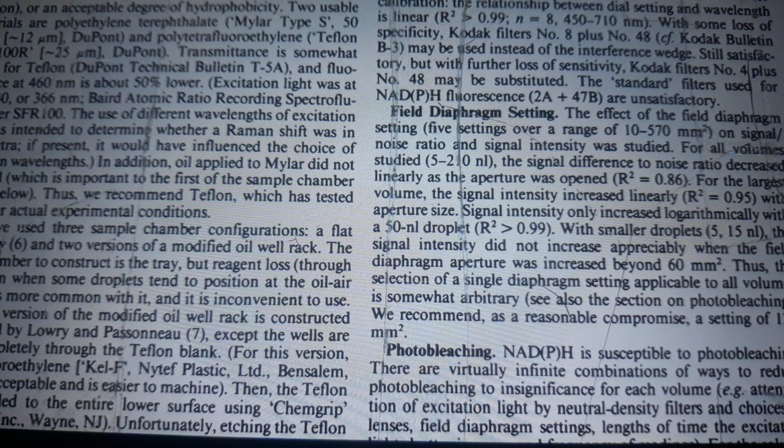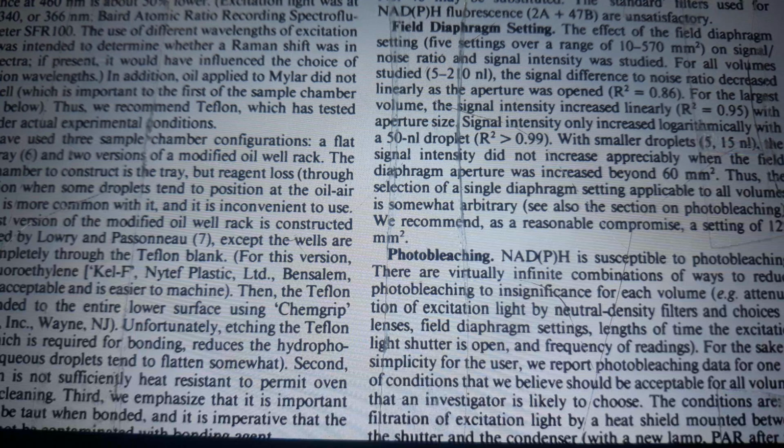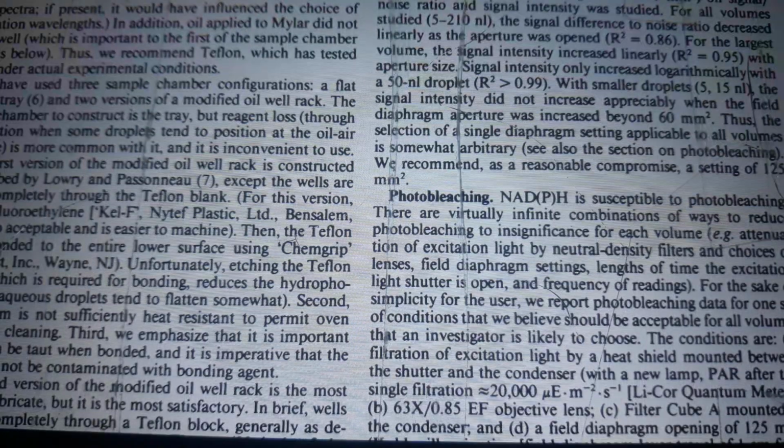Transmittance is somewhat higher for Teflon, according to the DuPont technical bulletin. For excitation light it was 325, 340, or 366 nanometers, and a Baird Atomic ratio recording spectrofluorimeter SFR 100 was used. They also used three sample chamber configurations: a flat Teflon tray, and two versions of a modified oil well rack.